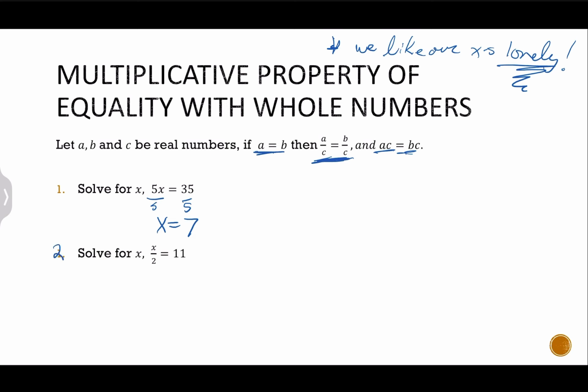For problem 2, I need to solve for x again, but now I have x over 2 is 11. I've got a fraction. I don't like working with fractions, right? Nobody's a big fan of working with fractions. When I see a fraction, we all kind of go, ooh, right? Well, I could get rid of the fraction by multiplying both sides by 2, right? Because that would give me 2x over 2 is 22, and those 2's cancel, so I'm left with x is 22.